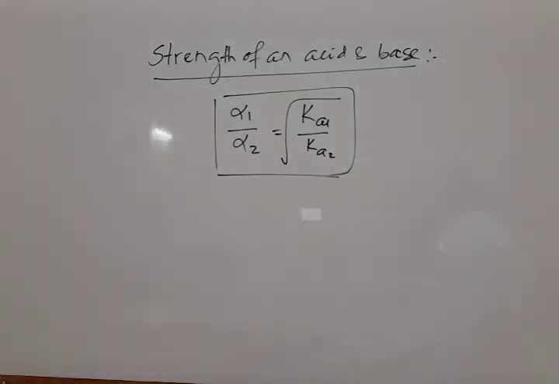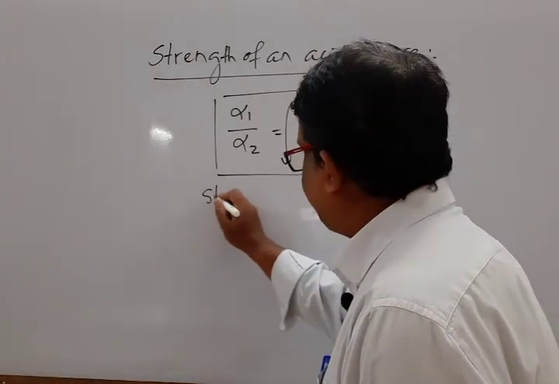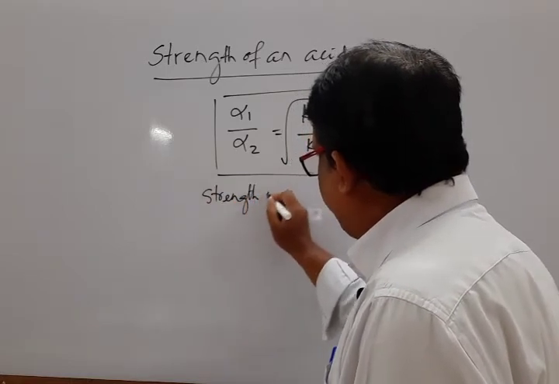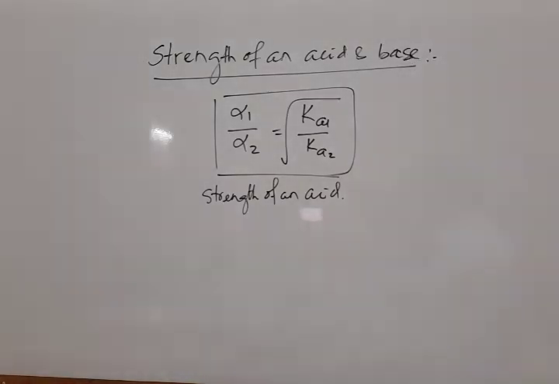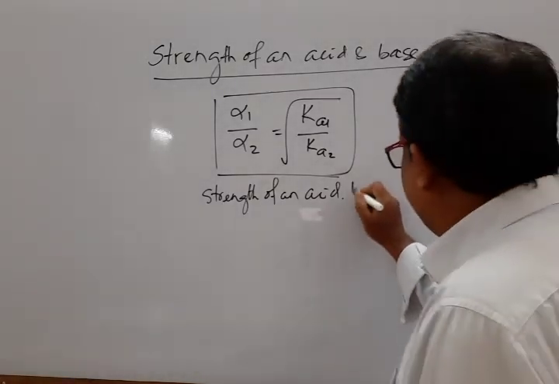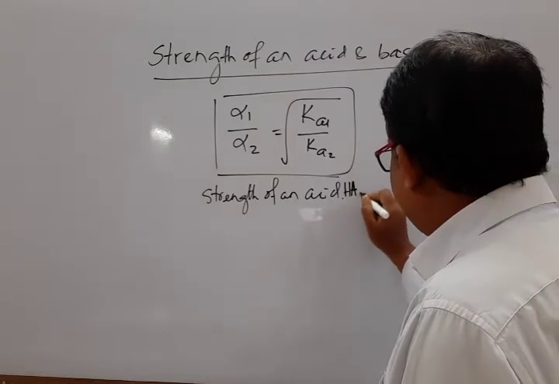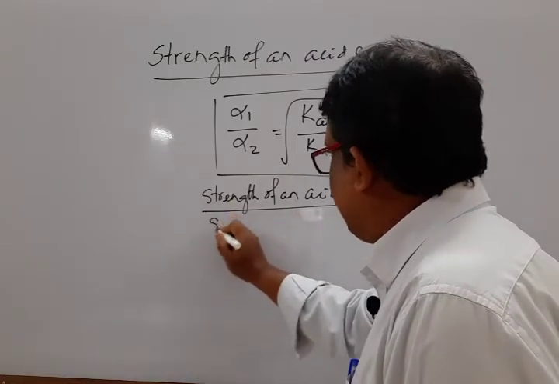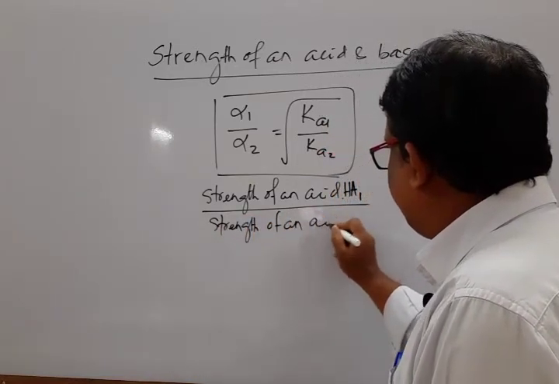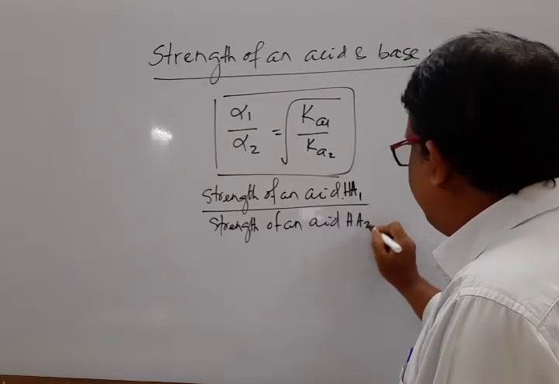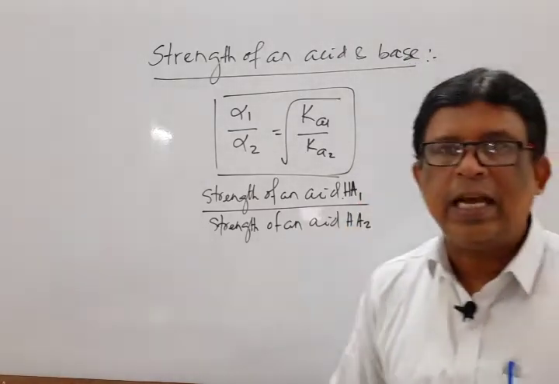Similarly, if we consider the degree of dissociation as the measure of the strength of an acid, then we say that the strength of an acid HA1 by the strength of an acid HA2, where HA is the symbolic representation of an acid.